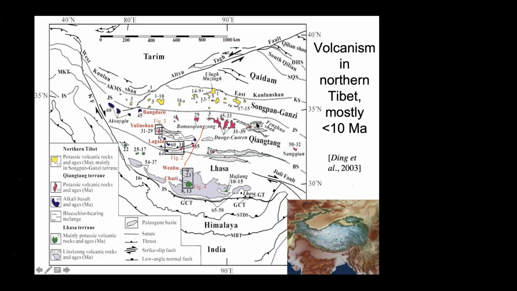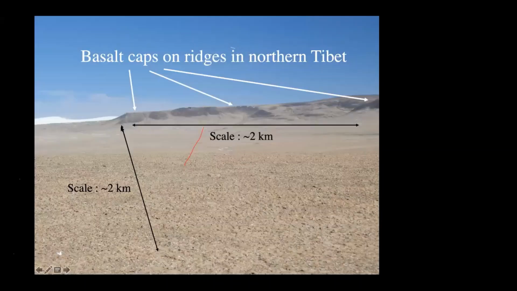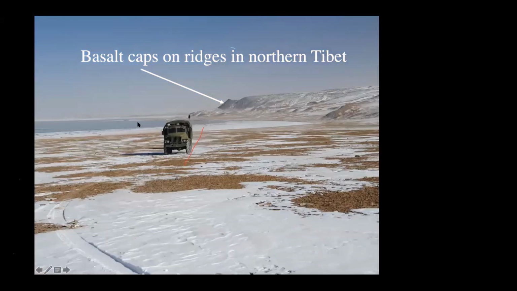And if you go into this part of the world, especially if you're stuck in the snow and you have to spend some time, you see basalt capping the hills just about everywhere. They're not everywhere, but in many places, there are basalts capping the ridges in northern Tibet. This is a common sight. Again, this is quite a long distance of nothing, just flat dirt. But again, black rock, basalt, capping the ridges. And one more in this area. This lake hasn't quite yet frozen. Basalt capping the ridges. Basalt is widespread in northern Tibet.